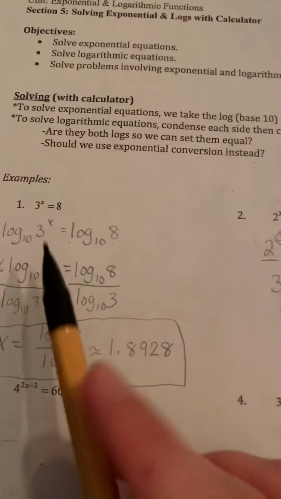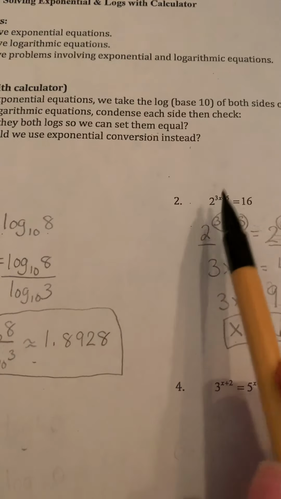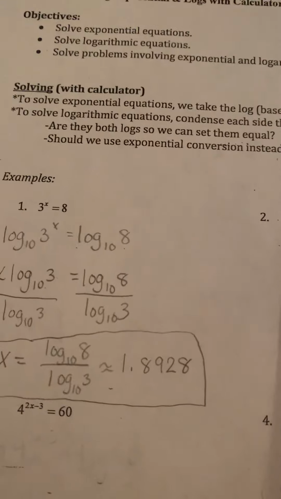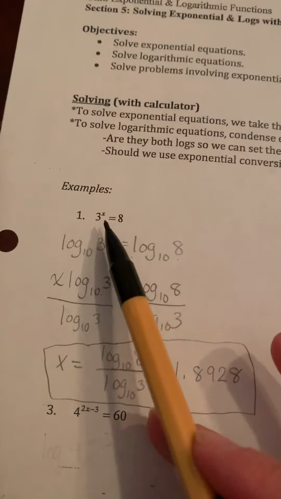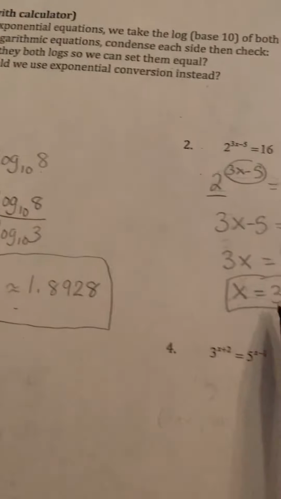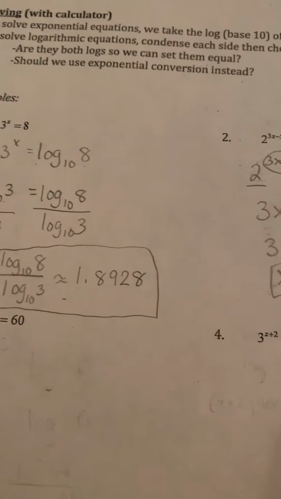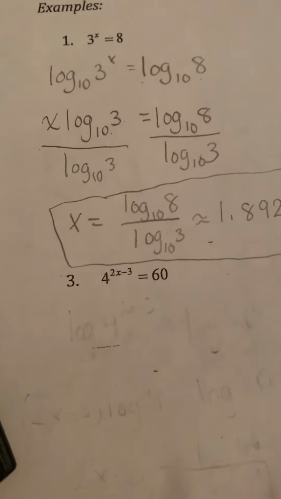Notice I haven't been checking my answers at all for any of these because these are all exponential functions, so we don't have to worry about a domain restraint. Our exponents can be positive or negative, it doesn't matter. So that's why we're not checking our answers. Let's go on to number 3.